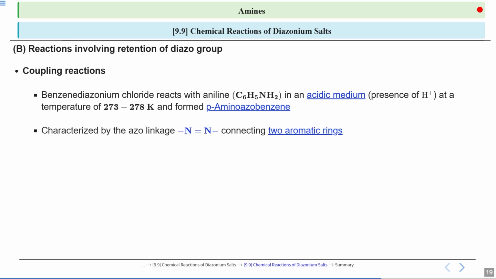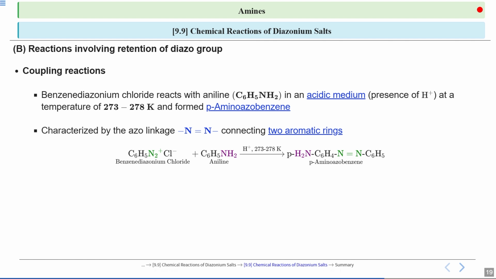So the key feature in this reaction is formation of an azo linkage, which is N double bond N. This linkage connects two aromatic rings, which makes this compound highly colored. So look at this reaction. Here benzene diazonium chloride reacts with aniline in the presence of acid at 273 to 278 Kelvin. It forms para-aminoazobenzene. See the azo linkage between the two rings.